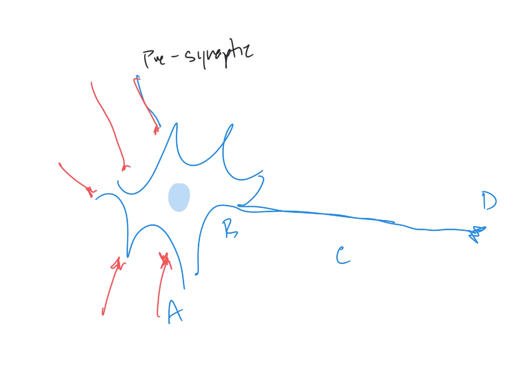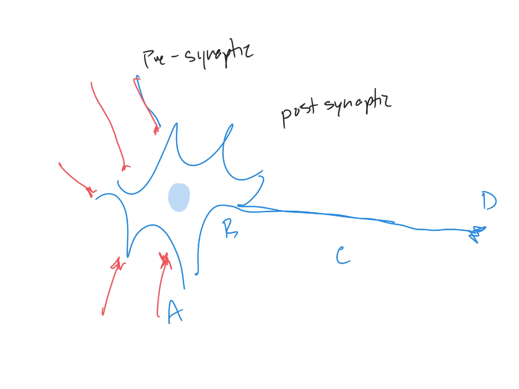Those red neurons are what we call presynaptic. Pre means before the synapse. The blue neuron is your postsynaptic neuron. Clear? So, the red neurons are releasing neurotransmitters, releasing chemicals that will target receptors on the receiving segment of the postsynaptic neuron. Is that clear? All right.